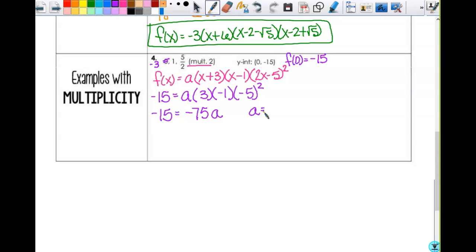So when you think that way, make sure you put the fraction right there. So it's 1/5. Very good. So then that means that f of x is equal to 1/5 times x plus 3 times x minus 1 times 2x minus 5 squared.